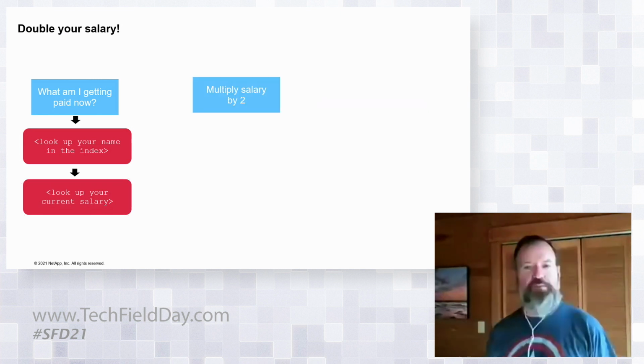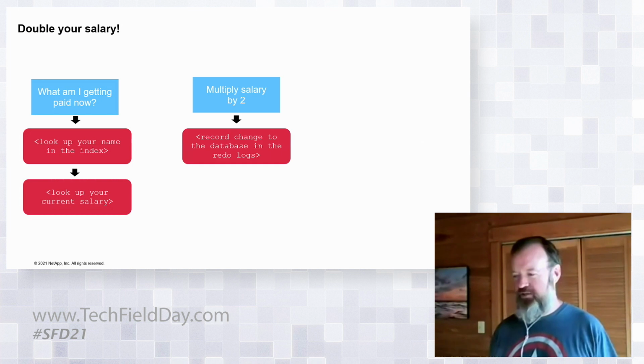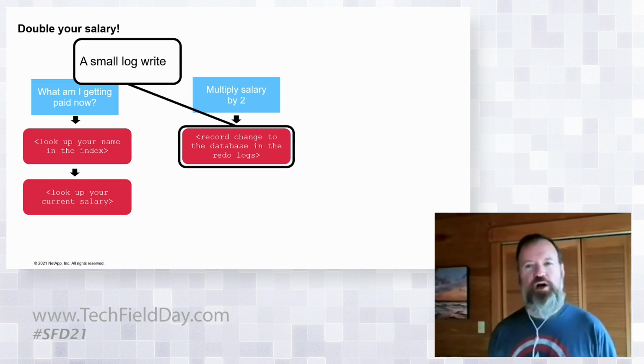And now we multiply the salary by 2. We're going to get rich now. Now that's a change to one of the database blocks, but we're not going to update the database yet. We're going to log it because we don't want to lose our salary increase. We want to make sure that it happens as quickly as possible and it's persistent and it never gets lost.